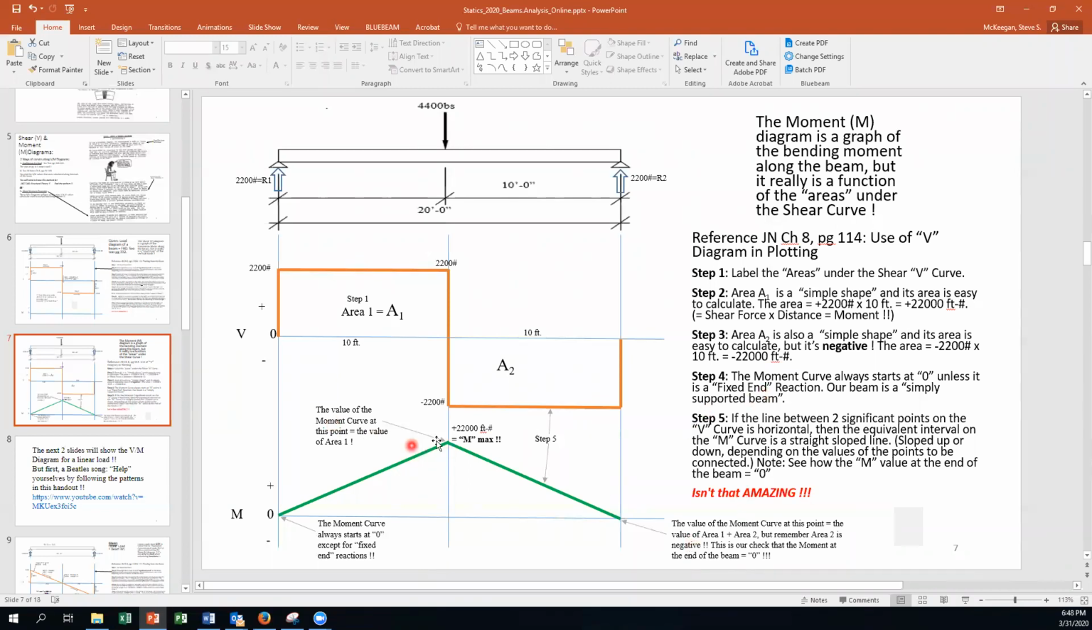So the value of the moment curve here is the same as the area of shape 1 under the shear curve. The value of the moment curve at this point equals the value of area 1 plus area 2. But remember, area 2 is negative. Or you could say that the value of the moment curve here is whatever this value is plus area 2. But again, area 2 is negative.